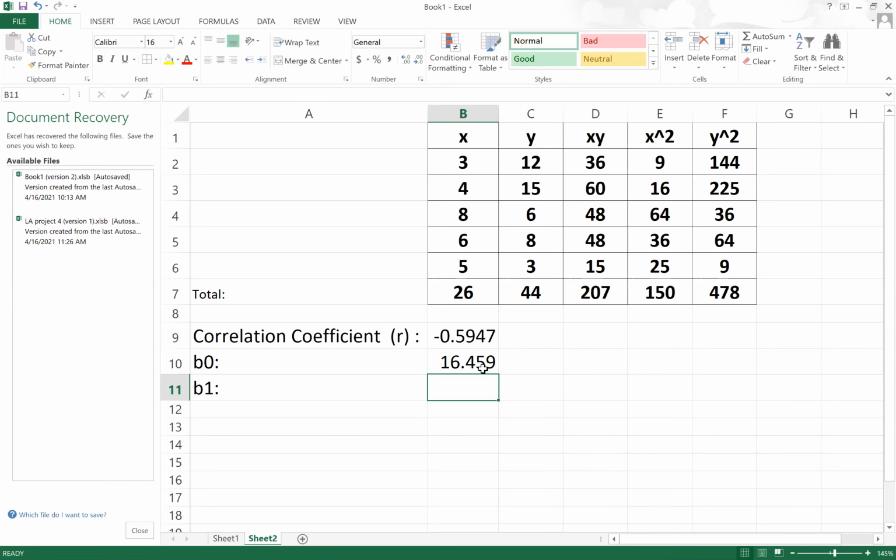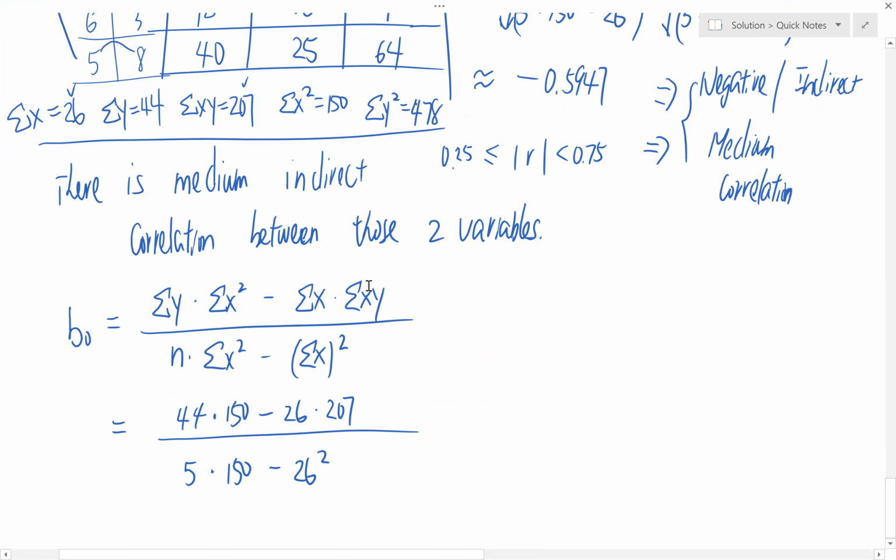Here we go. Now this turned out to be 16.46, once we round it to 2 decimal places. Okay. Now again, let's go back. Approximately equal to 16.46. We take out B0, now B1.